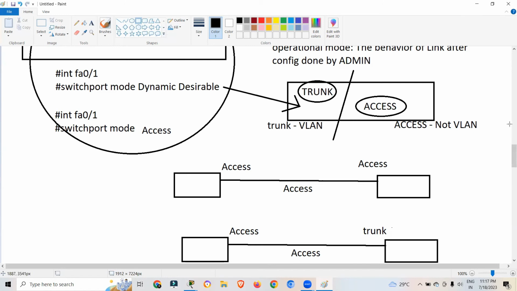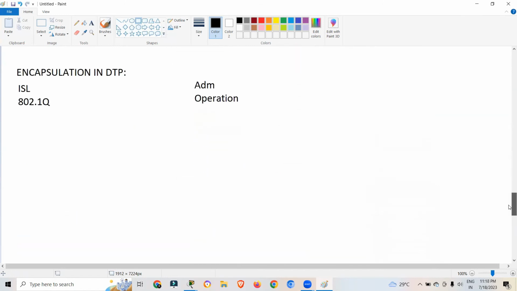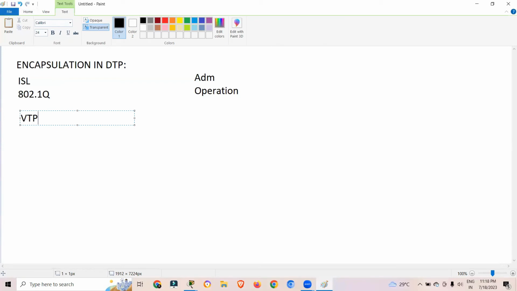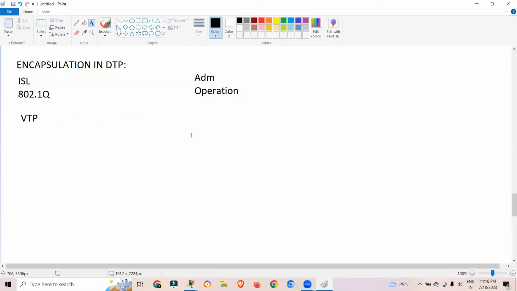Okay, everyone, that's all for today. Tomorrow we will cover the encapsulation in DTP, and also the topic VTP, that is VLAN Trunking Protocol.